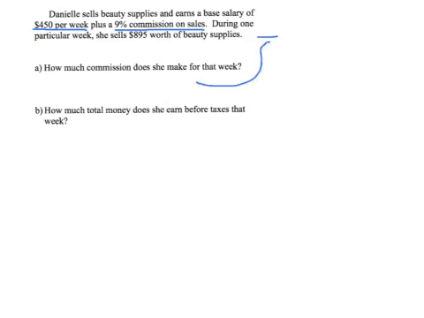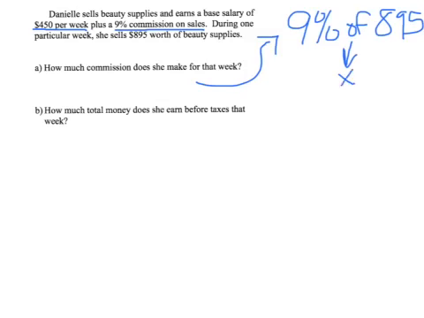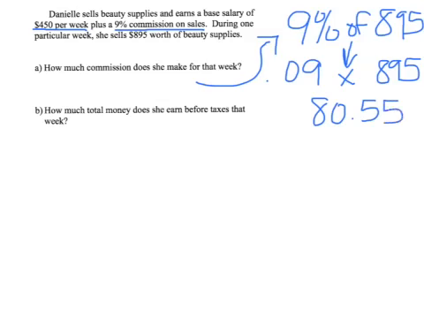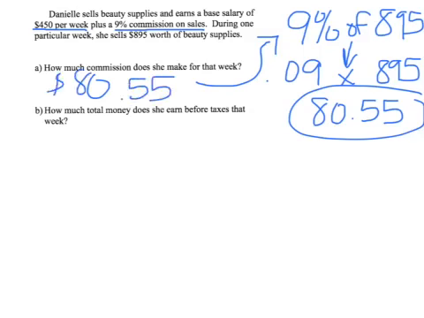So I'm going to solve this problem over here. I want to figure out what 9% of $895 is. So I'm going to change of to multiply. I'm going to change my 9% to 0.09. I'm multiplying it by 895. Now again, you guys can go over to the side and do this. This equals $80.55. That is her commission. That is how much money she is going to make based on her commission.